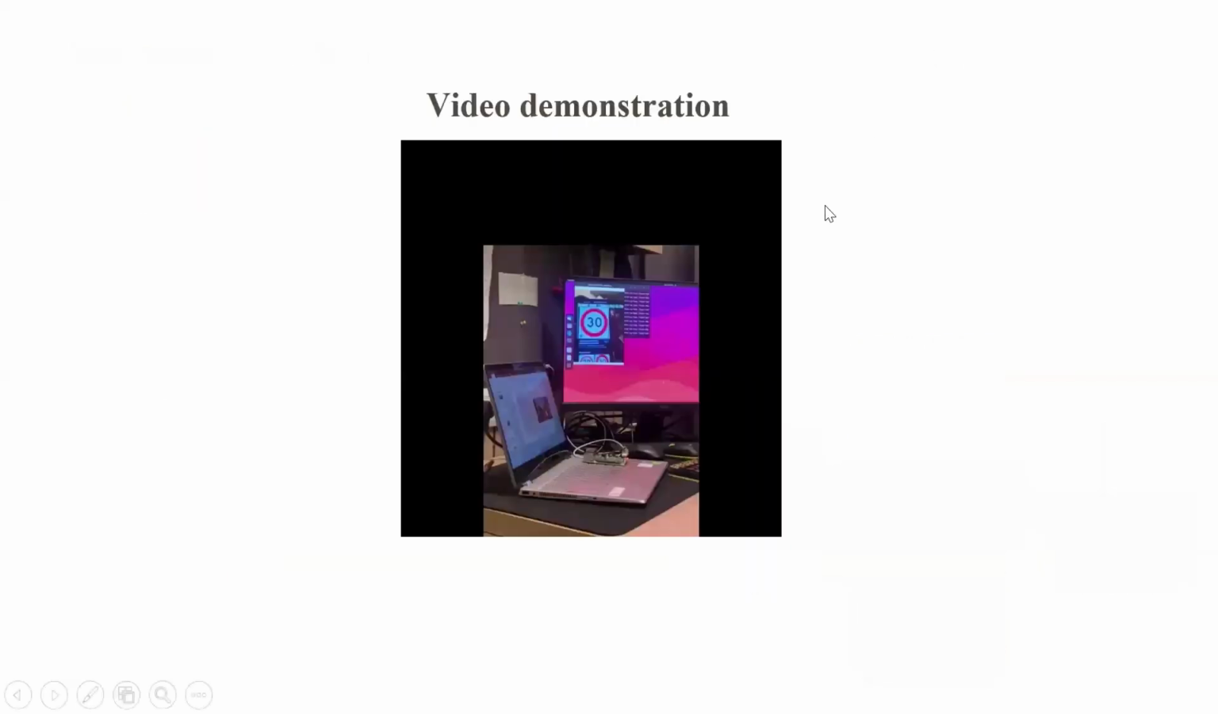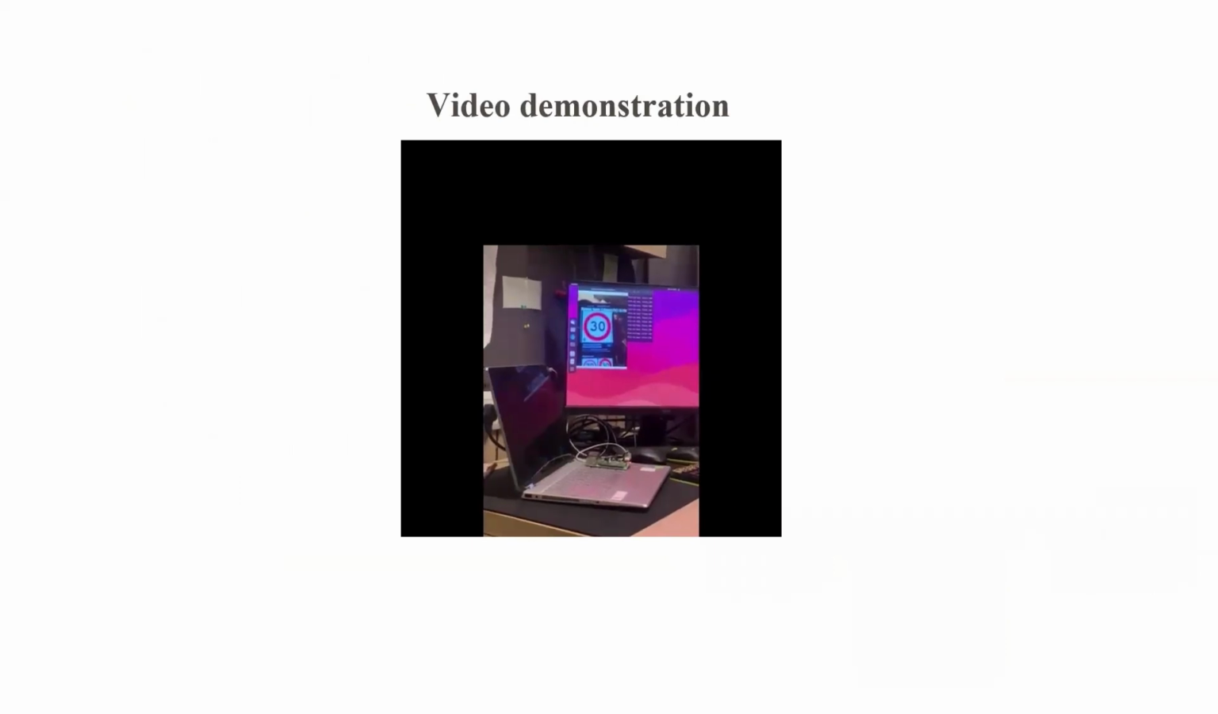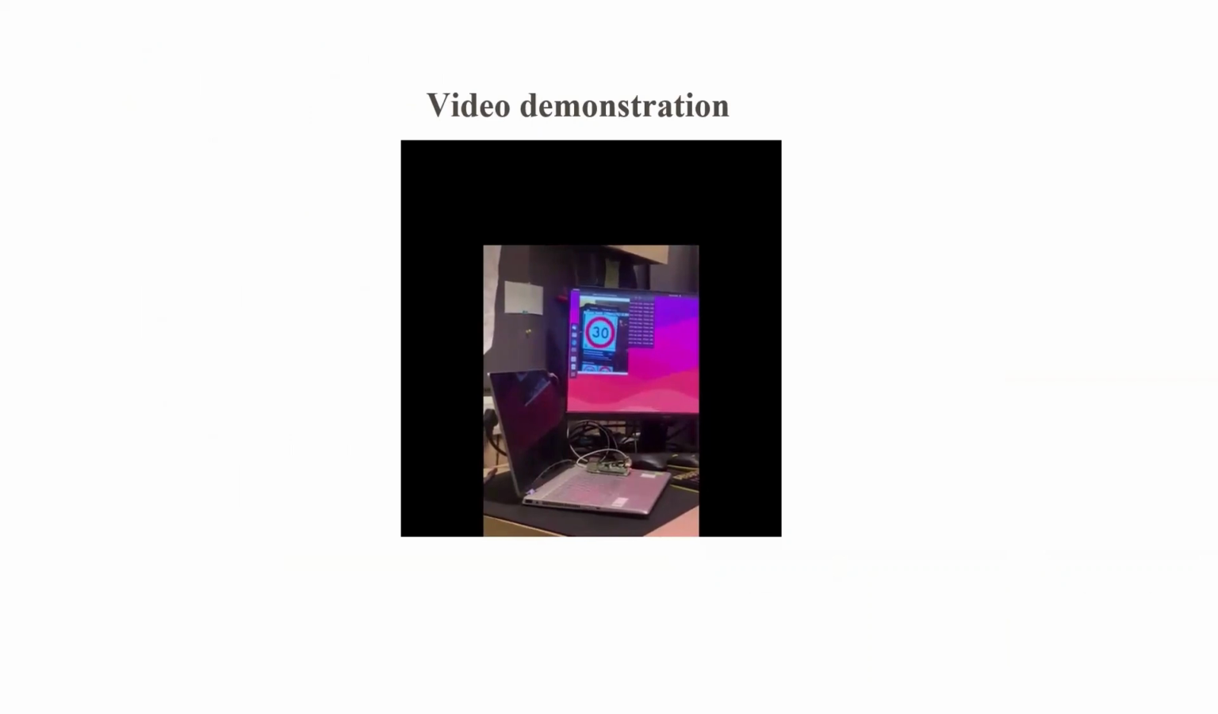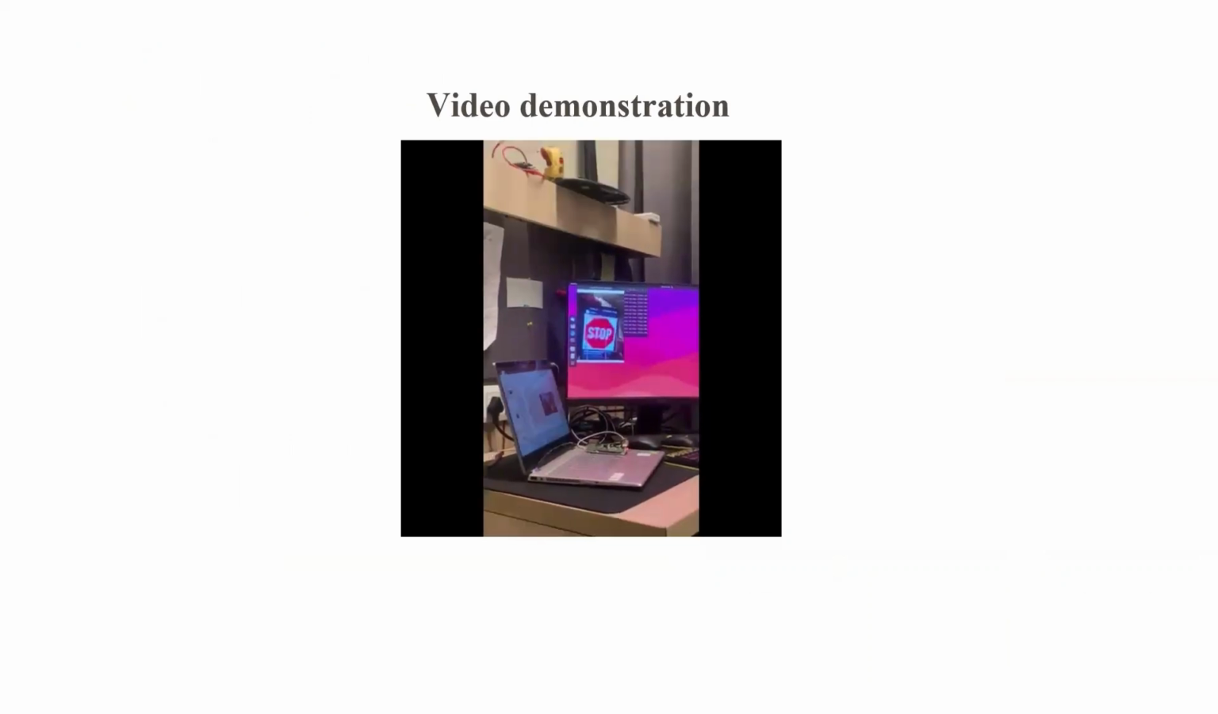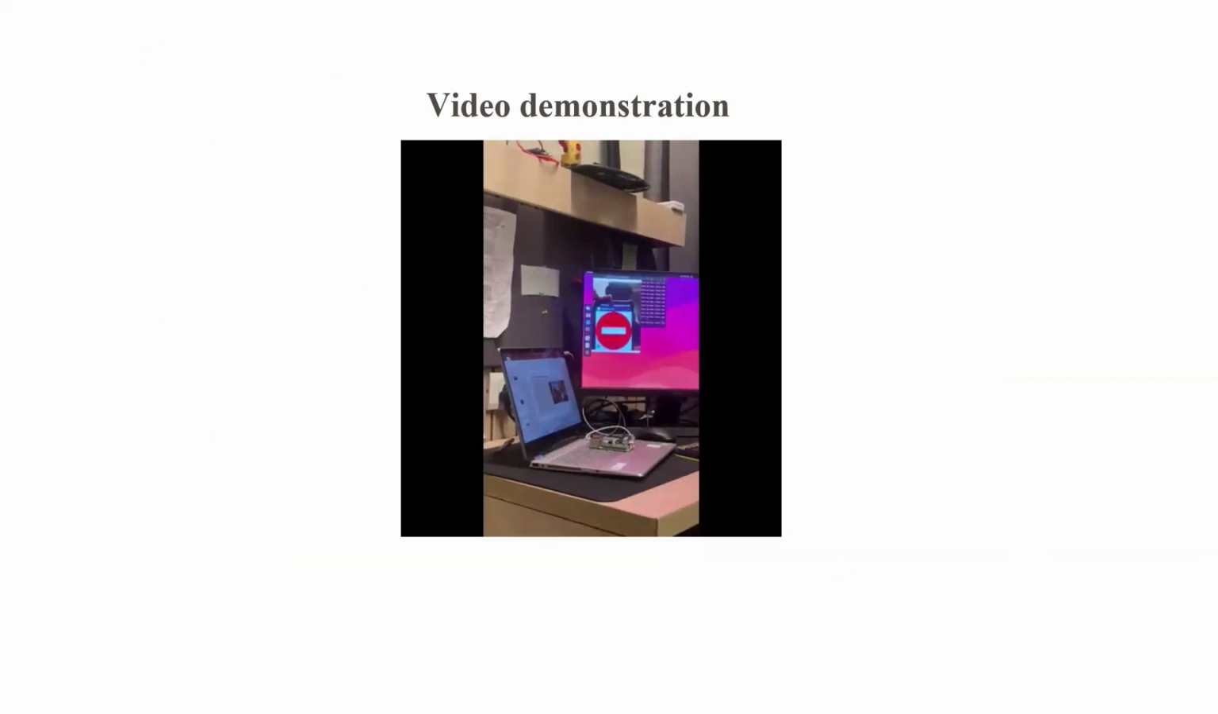And here is the video demonstration of the project. We can see that the 30 km/h speed sign is being identified. Here the stop sign is being identified. All the images have been taken from the internet, directly from Google. And here is the no entry sign.